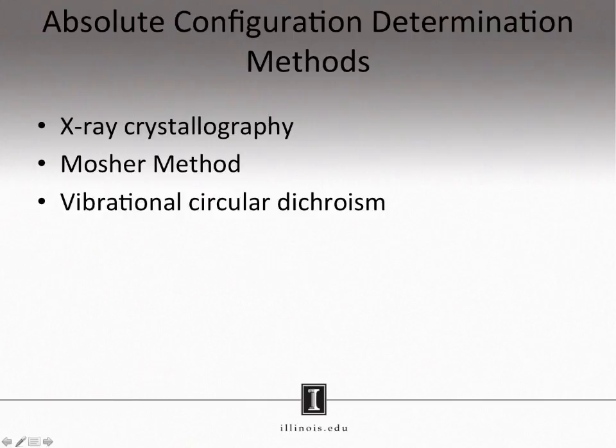Fortunately, there are techniques that allow us to identify the absolute configuration of a molecule. X-ray crystallography is a very common technique used by chemists. In your biology courses, you may have seen crystal structures of various proteins. Those crystal structures were generated using X-ray crystallography. The Mosher method is a technique organic chemists often use to establish the absolute configurations of molecules that contain alcohols. Vibrational circular dichroism is a more recent technique that utilizes computational methods to try and predict the absolute configuration of a molecule. All of these techniques require specialty equipment and a significant amount of time and training.